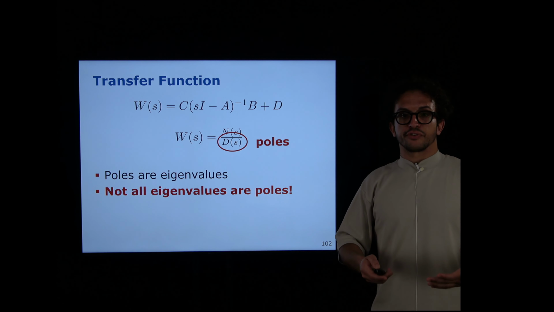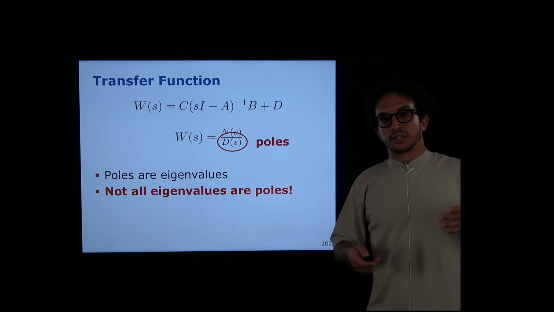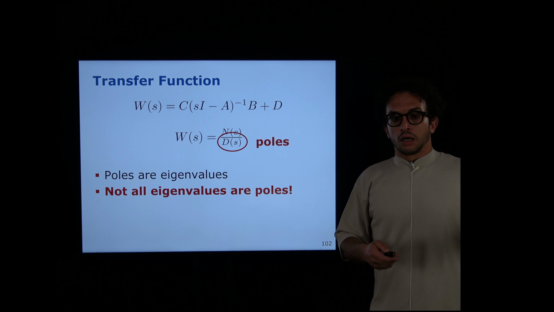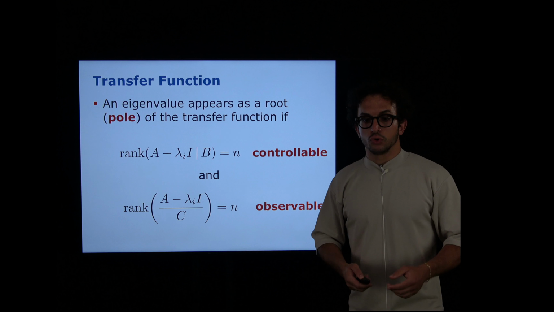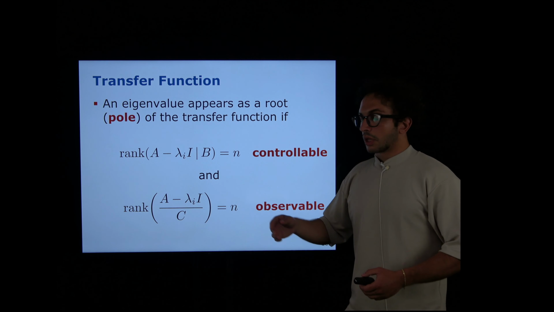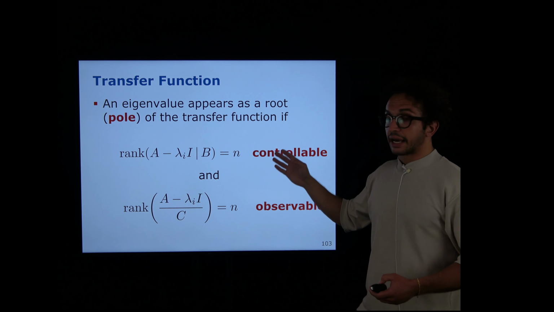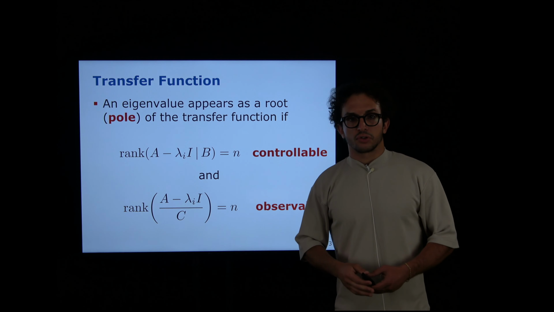So we can study the transfer function and get an idea whether the system can be stable or not. To check whether all eigenvalues appear as poles, we have to do controllability and observability tests. Basically, if an eigenvalue is both controllable and observable, then it appears in the transfer function.